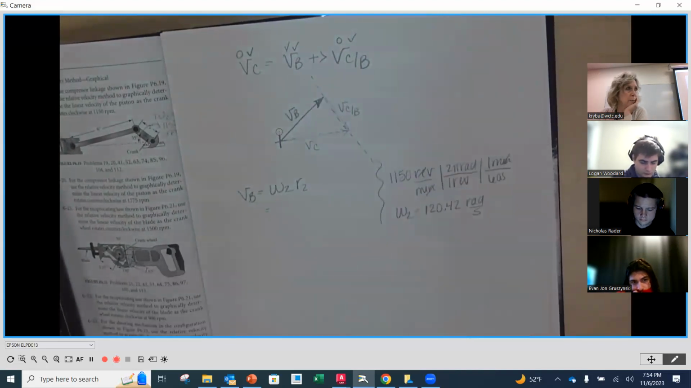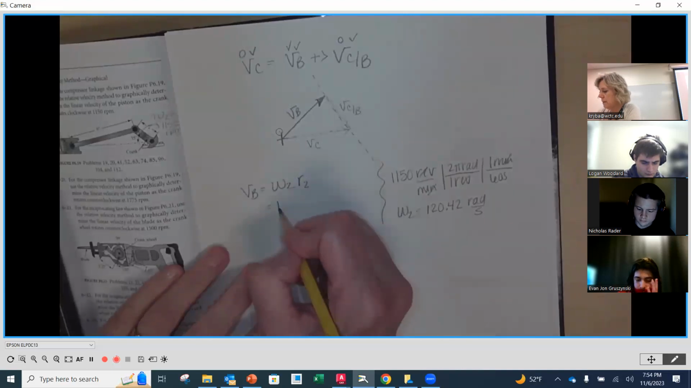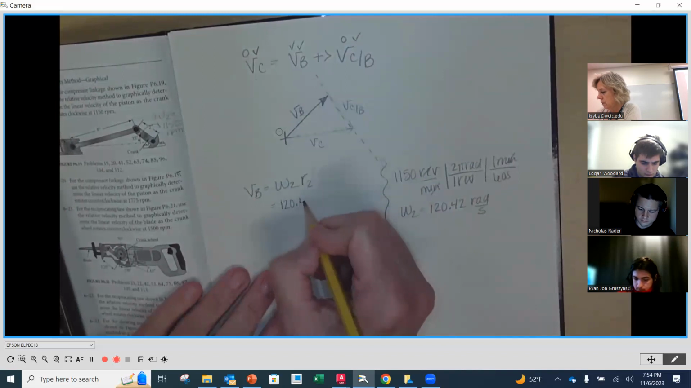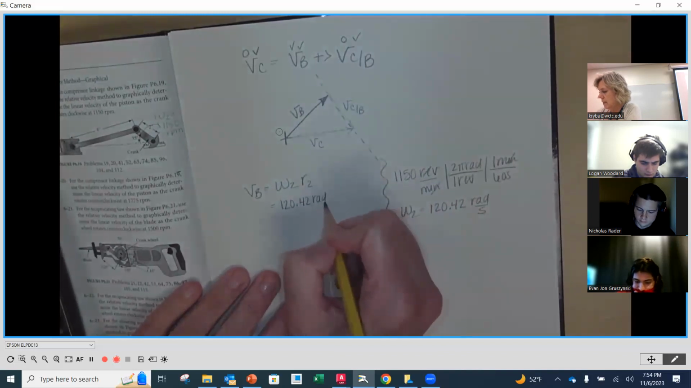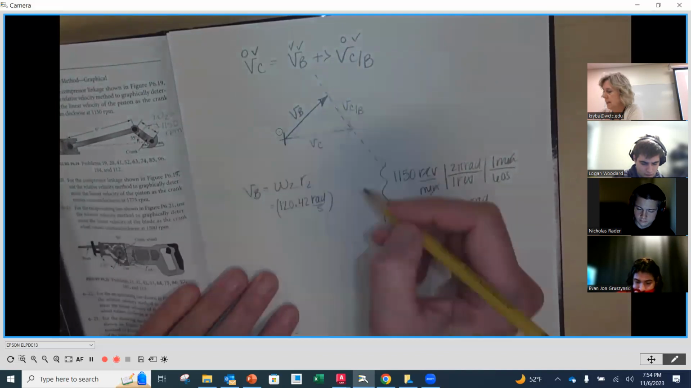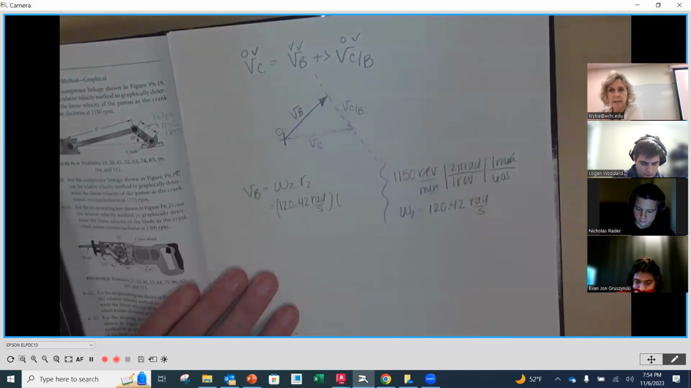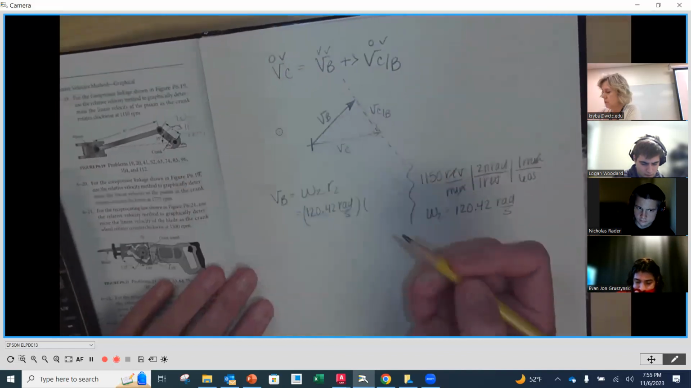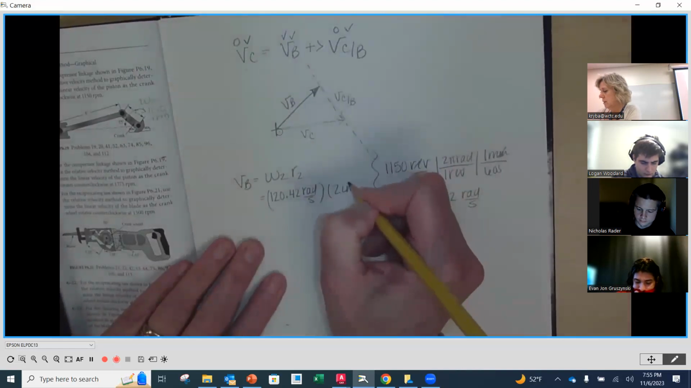you get 120.42. Okay. 120.42. So that means that that's going to be our value, 120.42 radians per second. Okay. Times the radius. The radius of that link was 2 inches, right?